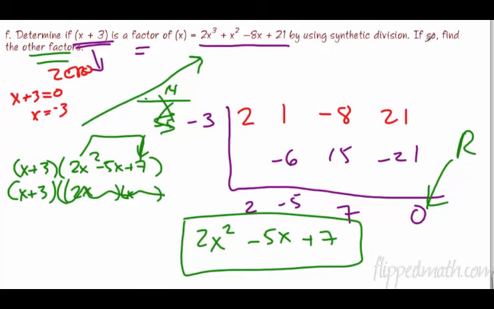So it says find the other factors. The other factor is 2x squared minus 5x plus 7. The answer to the question, determine if it is a factor. Yes, it is a factor because that last remainder was 0.